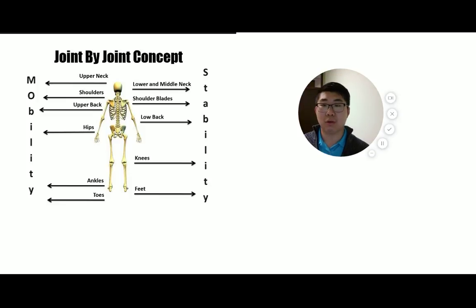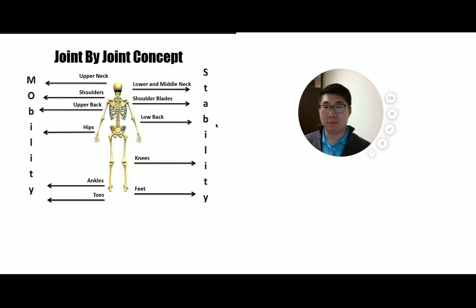So basically, if you look at this, the joint-by-joint approach, it looks a little complex, but it's based on two things, mobility and stability, which we will do future videos on explaining the difference between both of them. However, when you look at this, it's rather simple. So if you're looking at toes, ankles, hips, upper back, shoulders, upper neck, they all point to mobility. And the feet, the knees, the low back, shoulder blades, and the lower middle neck all point to stability.